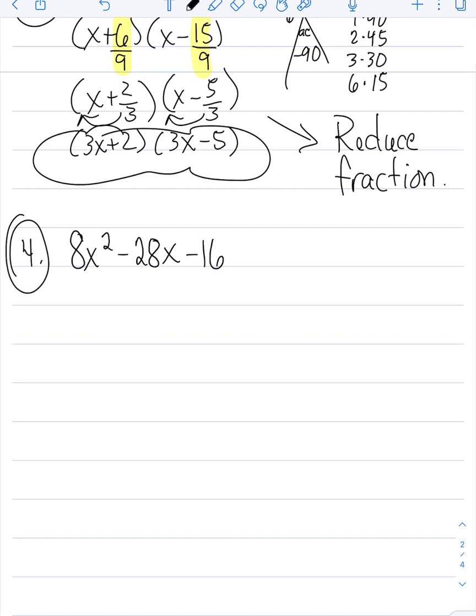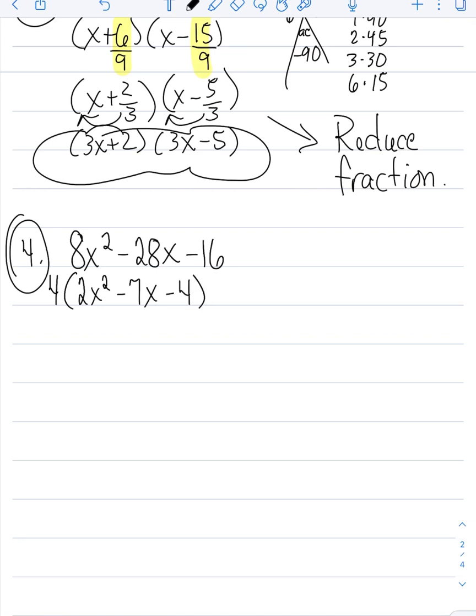Well, I have 8, I have negative 28, and I have negative 16. So it looks to me as if 4 can come out of all of those or be divided evenly. So 8 divided by 4 is 2. Keep your x squared. Negative 28 divided by 4 is negative 7. Remember to keep your x. I didn't factor out any of the x's. And negative 16 divided by 4 is negative 4.